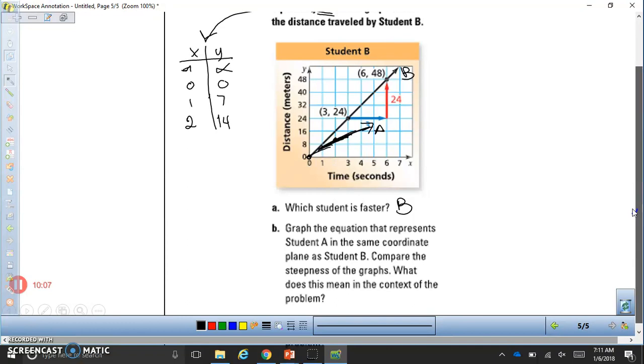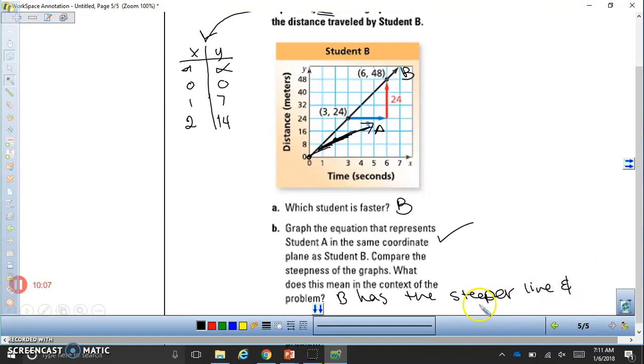Graph the equation that represents student A in the same coordinate plane. Compare steepness of the graphs. What does this mean in the context of this problem? Who has the steeper line? Okay, student B has the steeper line, and it means he's going faster. Awesome.